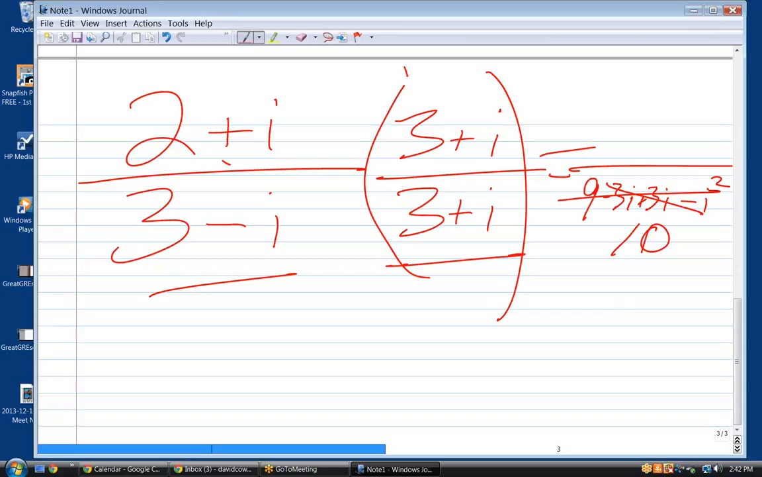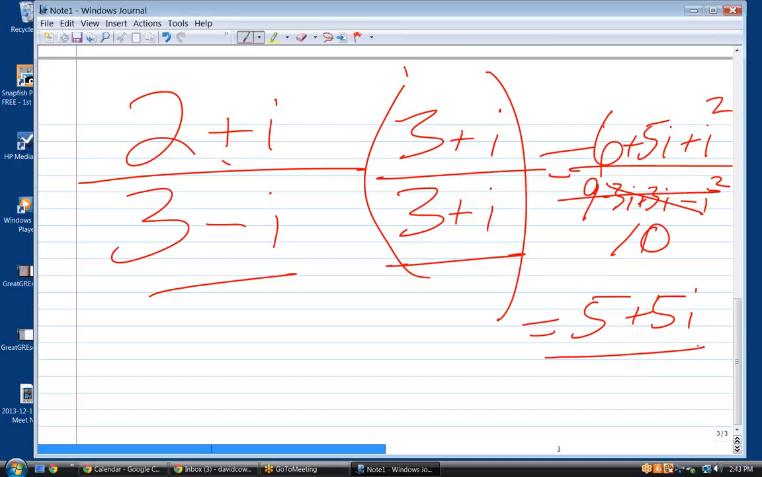Oh, okay. In the numerator, you still have imaginary numbers. You have 6 plus 3i plus 2i, which is 5i, plus I squared. So now you have 6 minus 1, you have 5 plus 5i in the numerator, and you have 10 in the denominator. And I can actually reduce that to 1 plus I over 2.